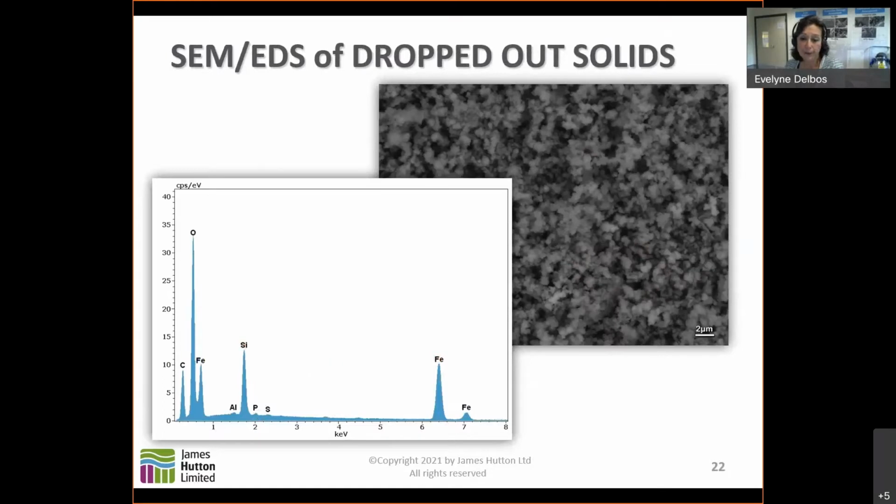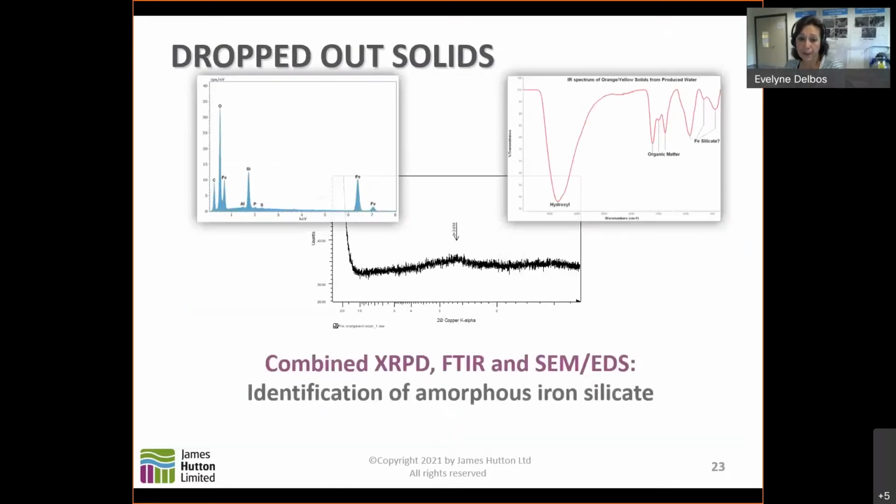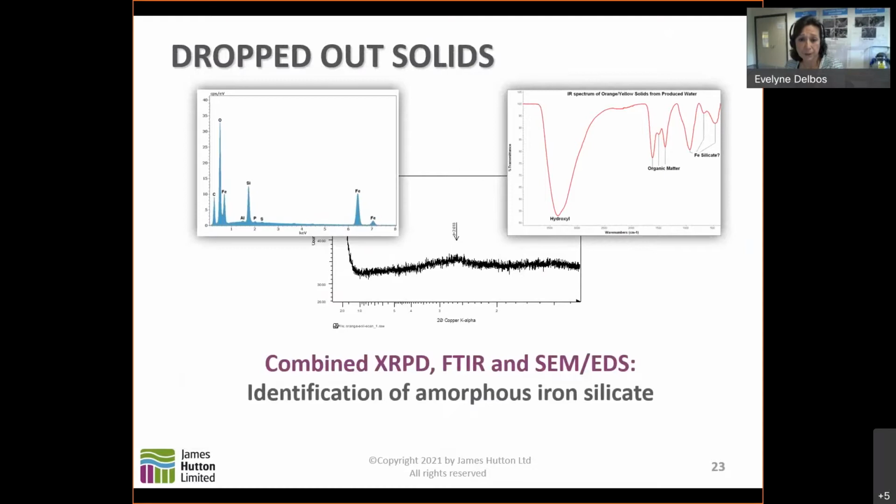So basically, from the combined analysis of the XRPD, we determined first that it was amorphous. With the FTIR, we had a fairly good idea of what was in there. And the confirmation by SEM EDS just gives us this identification of an amorphous iron silicate for this sample.